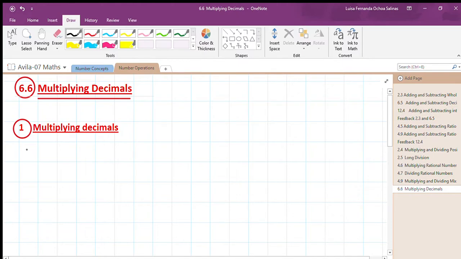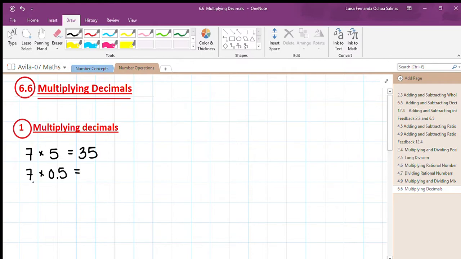Okay, let's try to discover a pattern of what is happening here. I have 7 times 5. 7 times 5, we all know, answer 35. Good. Let's do 7 times 5/10. Some of you might know that 5/10 is the same as a half. So you say, okay, a half of 7 is going to be 3.5 or 3 5/10. Good.